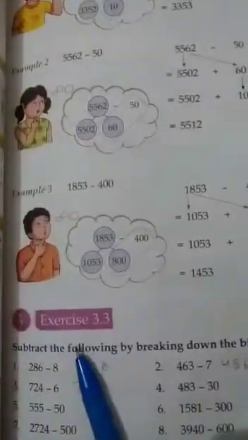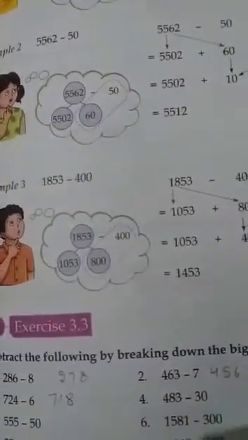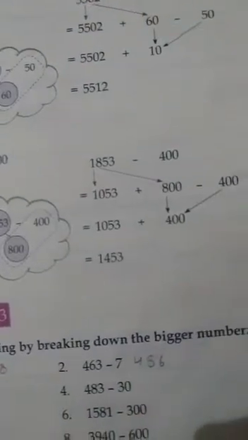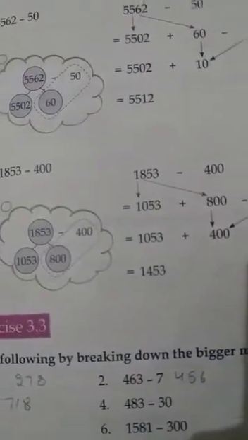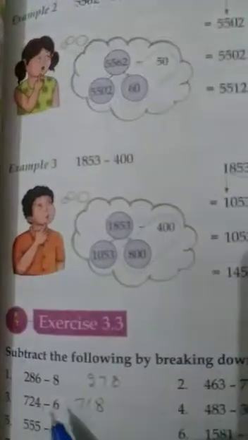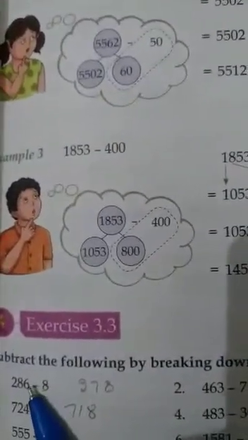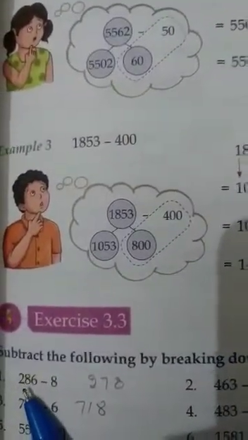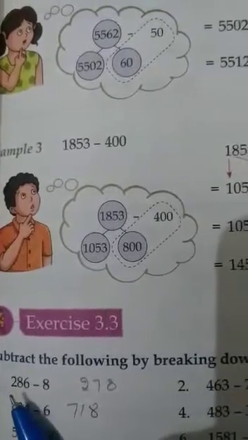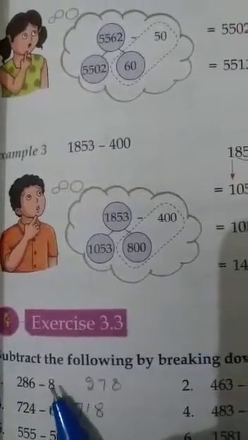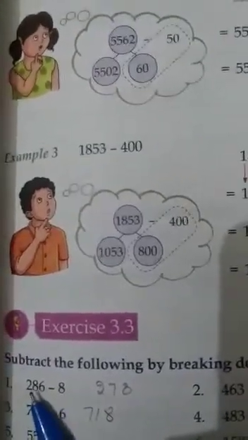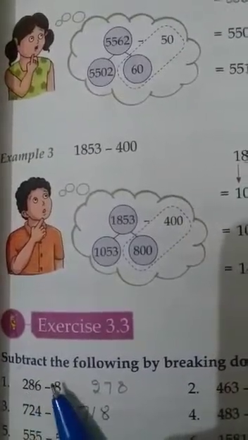In this method we subtract the given numbers by breaking down the bigger number. There are some methods and some rules for how we break a bigger number. There are always two numbers given, one smaller and one bigger. We always break the bigger number according to the given smaller number.